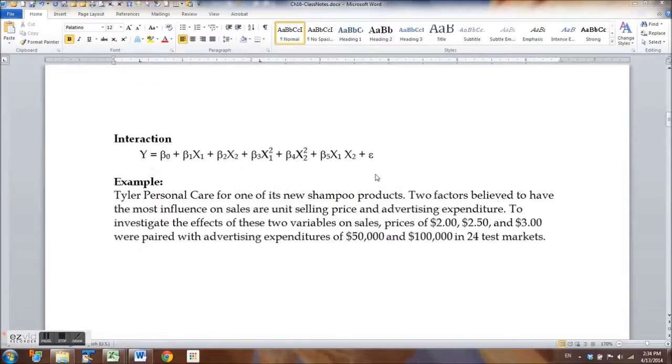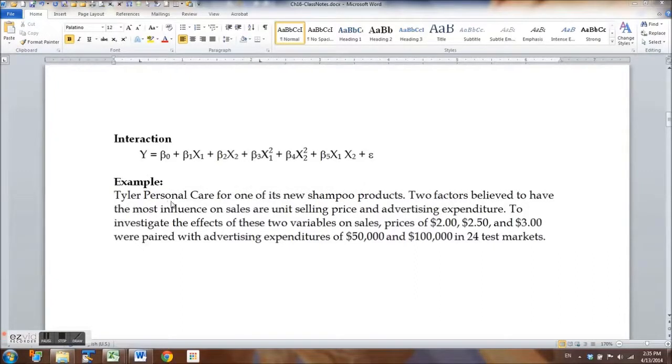So this is the full interaction model where each variable has the first order, that is x sub 1 and x sub 2, then second order, that is x sub 1 squared and x sub 2 squared, and then the interaction term. The second order is optional. You can have it or you don't have to have it. You can go straight from the first order to the interaction, which is what we're going to do in this example.